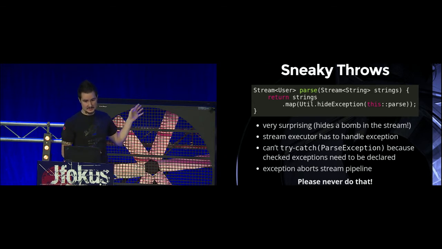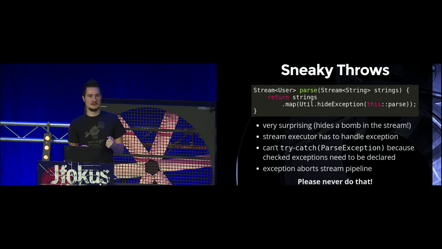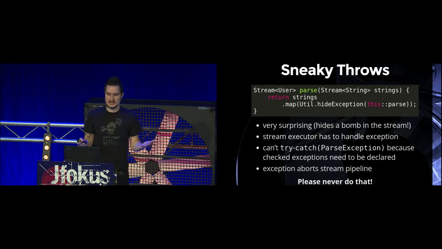So here now this compiles. But I think this is a horrible idea. I would ask anyone to never do that, because you effectively get a stream which has a bomb in it, which can explode at any time, which is true with any kind of exception. But here, I can't even try catch it. Because if you try catch a checked exception that is not declared with a throws clause, you can't. The compiler says that this exception is not happening. Why would you catch it?